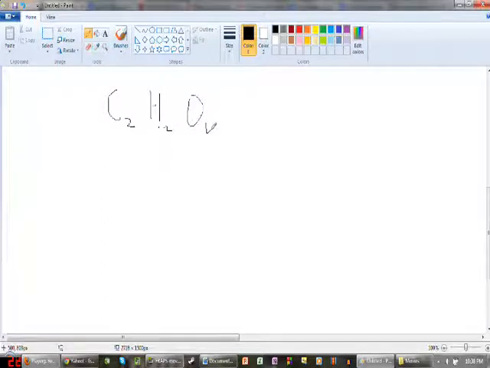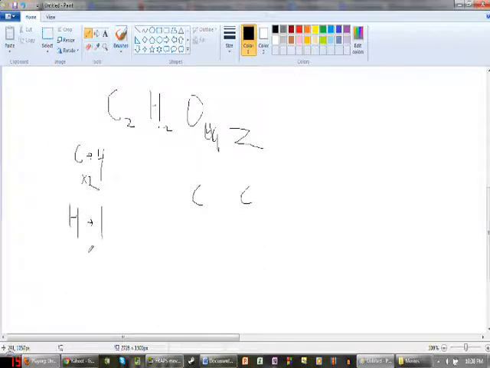C2H2O4. No, let's do C2H2O2. Let's see what that comes up with. I don't even know if this is a real molecule. Okay, so you're gonna have central C's, and each carbon will have 4 valence electrons. You have 2 of them. Hydrogen will have 1 valence electron, 2 of them. Oxygen will have 6 valence electrons. You have 2 of them.